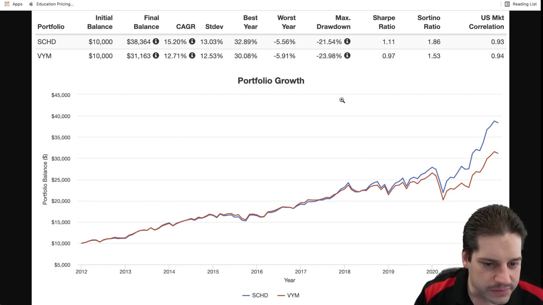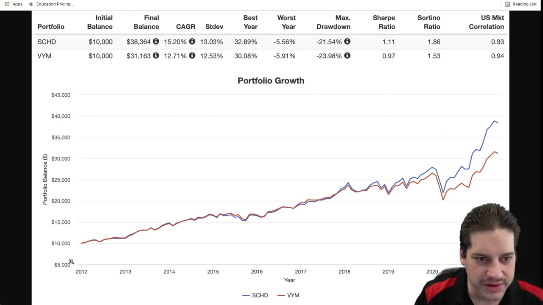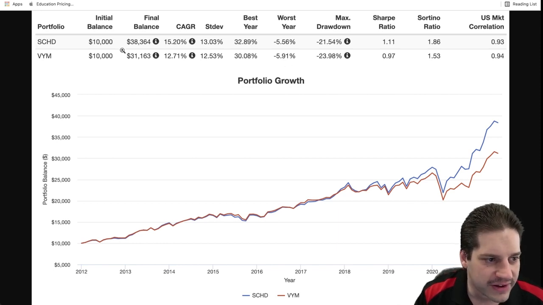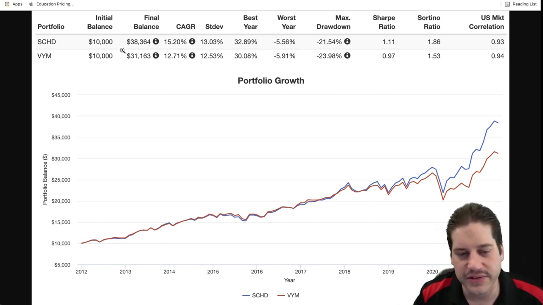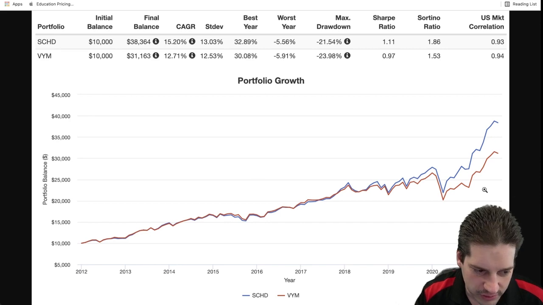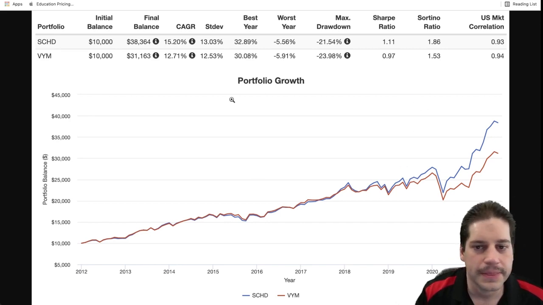Ultimately, I think this infographic here is what made me lean more towards SCHD over VYM. I used to invest heavily in VYM back when I was choosing dividend stocks and before I started doing options trading, so I do have a history with them, but I think SCHD has a greater potential for growth and return overall. As you can tell by here, $7,000 over 10 years.